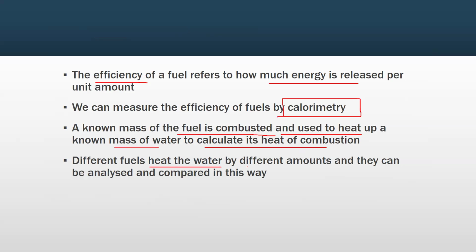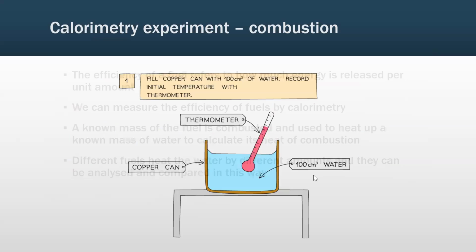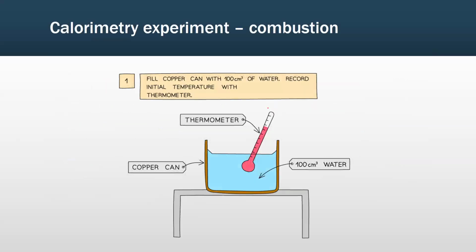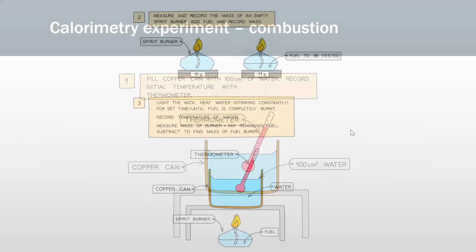Different fuels heat the water by different amounts and they can be analyzed and compared in this way. अब calorimeter experiment क्या है? Fill a copper can with 100 centimeter cube of water and record the initial temperature.